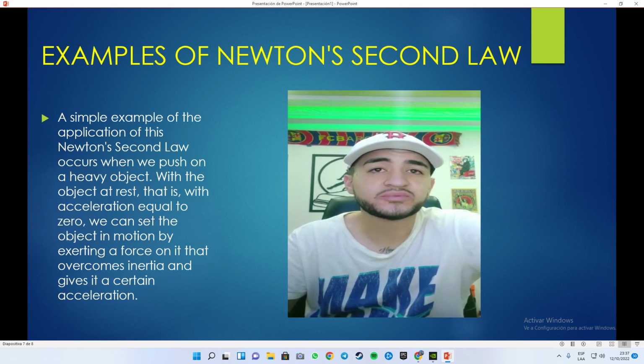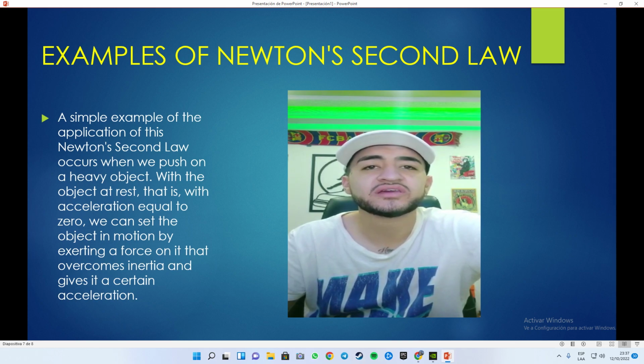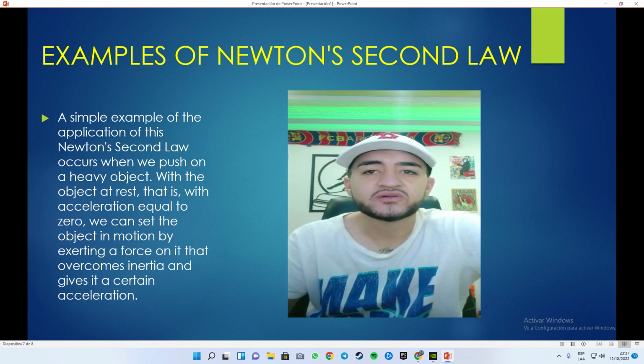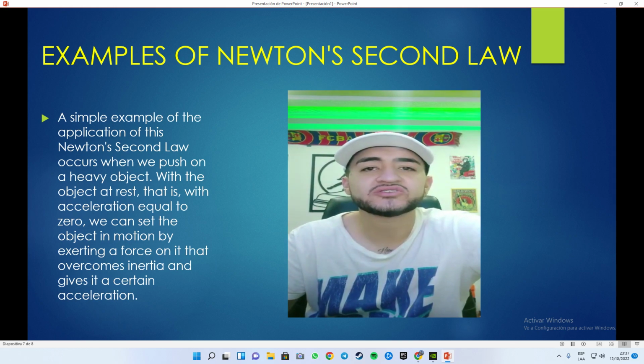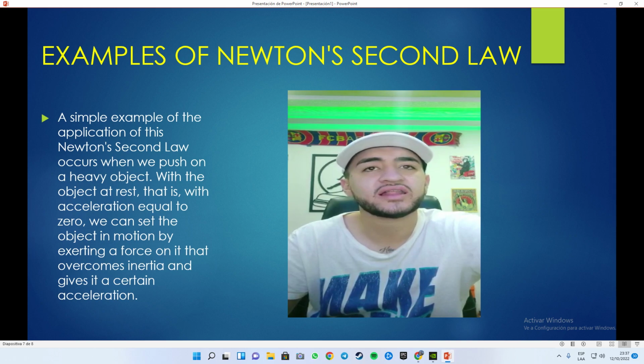Another possible example is a car that accelerates in its march thanks to the force that the engine imparts to it. The greater the force exerted by the work of the engine, the greater the speed the car will reach, that is, the greater the acceleration. A more massive car, for example a truck, will need more force to achieve the same acceleration than a lighter one.